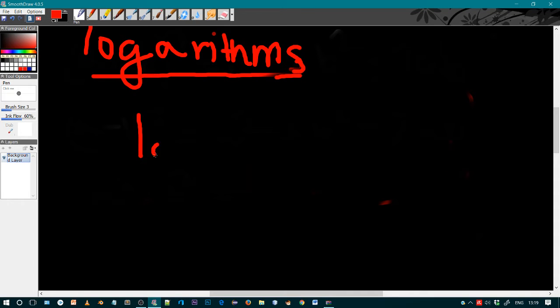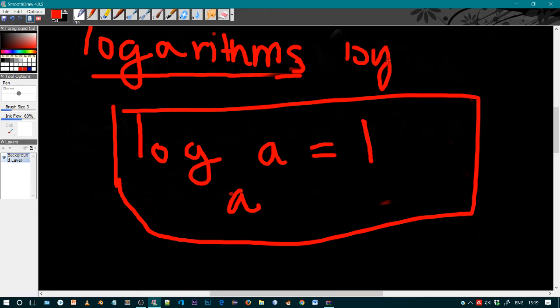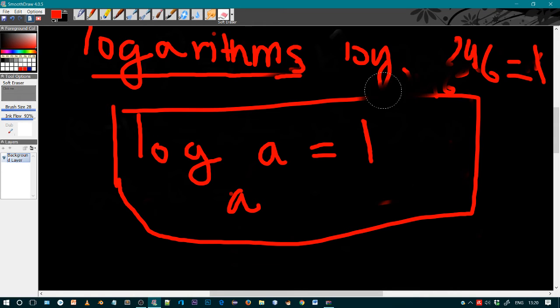So I am writing a rule right here. Log a base a is equal to 1. So anything when the base and the answer are the same, the power will be 1. That is like common sense. So a to the power what value should be equal to a? Well, a to the power 1 is a. So for example, if I write log base 246 of 246, the answer will always come out to be 1, no matter what the value of a is.